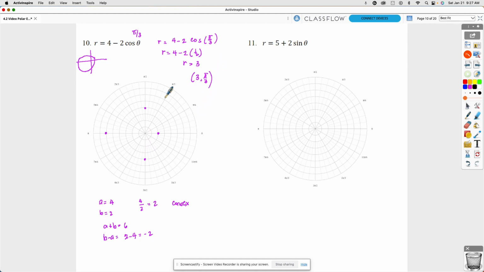And then we have this other point, 3, pi over 3. So pi over 3 is right here, and then we count 3, 1, 2, 3, and then it's reflected over onto the other side. So when you connect these points, the convex limaçon looks like a circle. Sometimes it even looks like a dimpled limaçon, but there is a subtle difference.